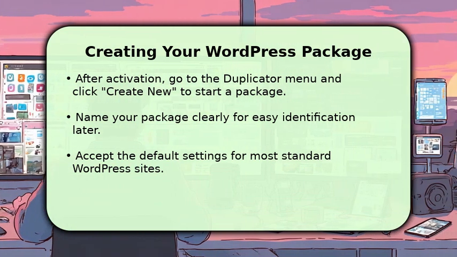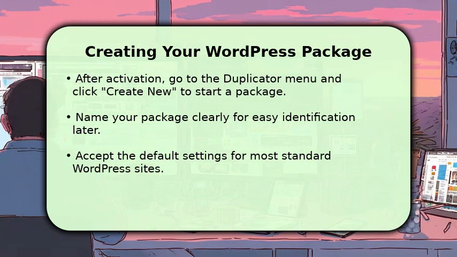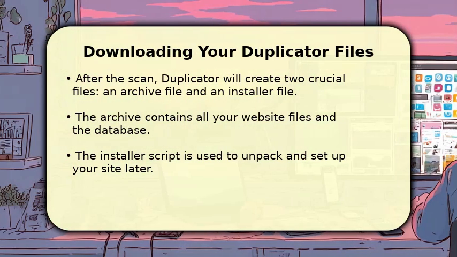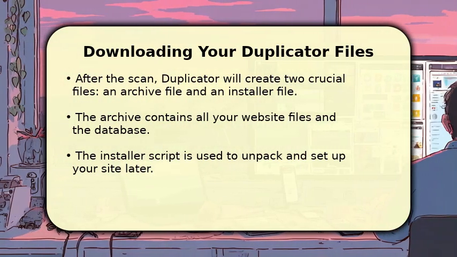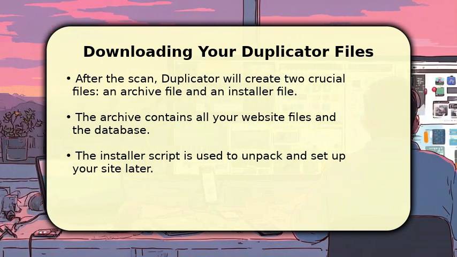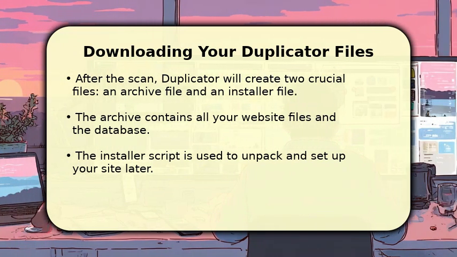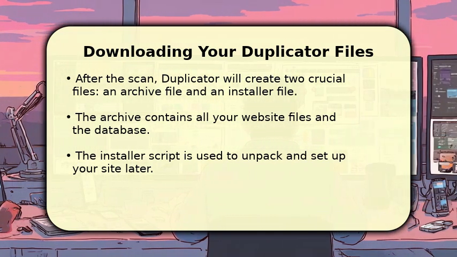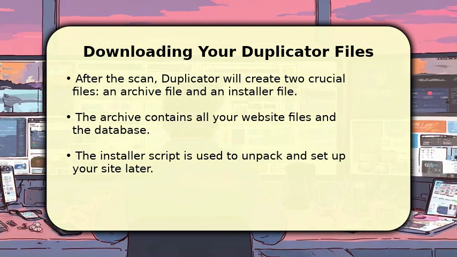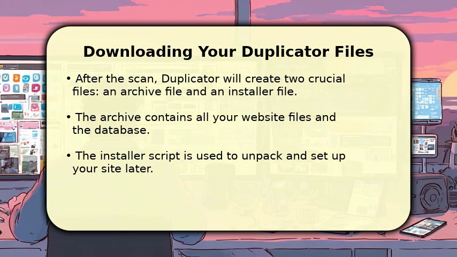Duplicator will then perform a quick system scan, ensuring your site is ready for the packaging process, which usually takes only a few moments. Once the package build completes, you will see two essential files available for download: an archive and an installer script. The archive, often several hundred megabytes in size, holds your entire website, including all files and the database. The smaller installer file is what you will use to unpack and restore your site later.